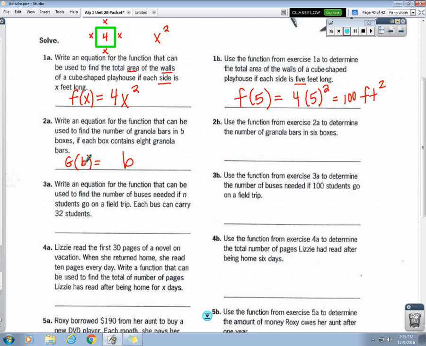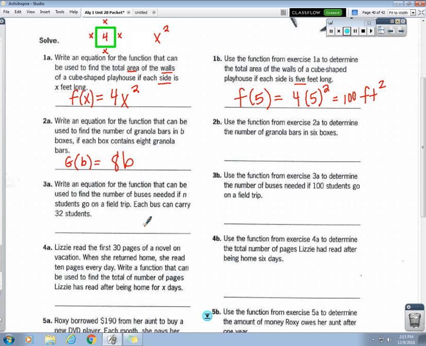This letter represents the unknown, and aren't we trying to figure out the number of granola bars in B boxes? So that's why we use B for boxes. Now they tell us each box contains 8 bars. If each box has 8 bars in it, what operation will tell you? Multiplication. Wouldn't you say one box has 8 bars, so 8 bars per box, and per is multiplication?